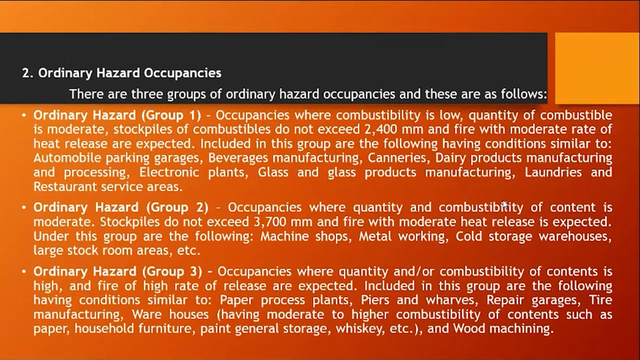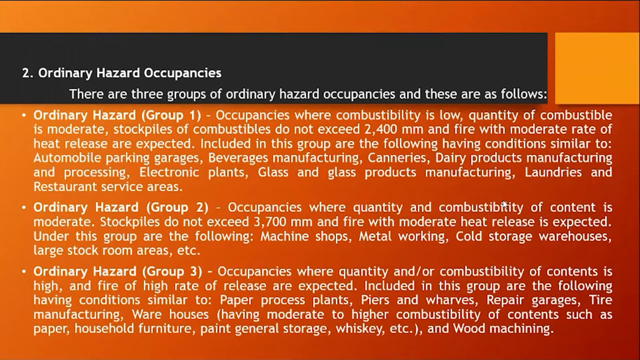Next is group 2, occupancies where quantity and combustibility of content is moderate. Stockpiles do not exceed 3,700 millimeters and fire with moderate heat release is expected. Under this group are the following: machine shops, metalworking, cold storage warehouses, large stock rooms area.